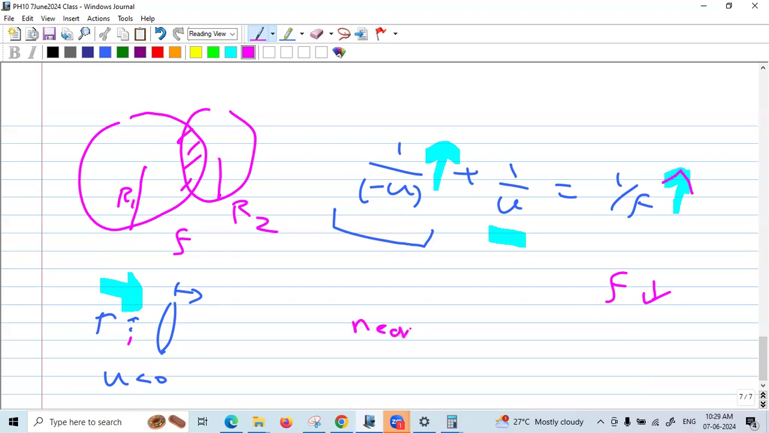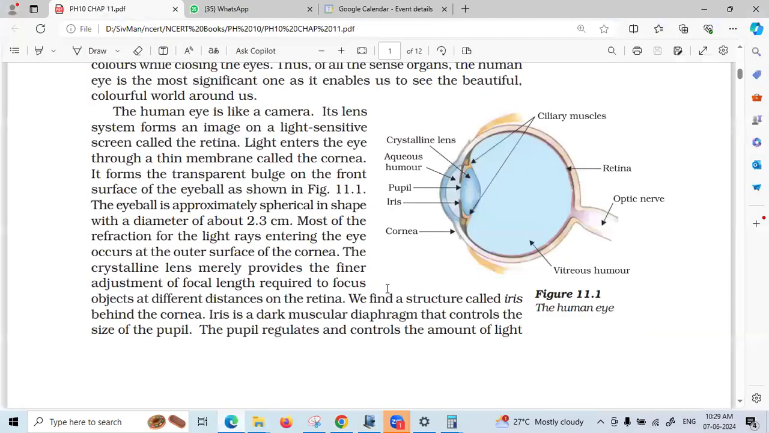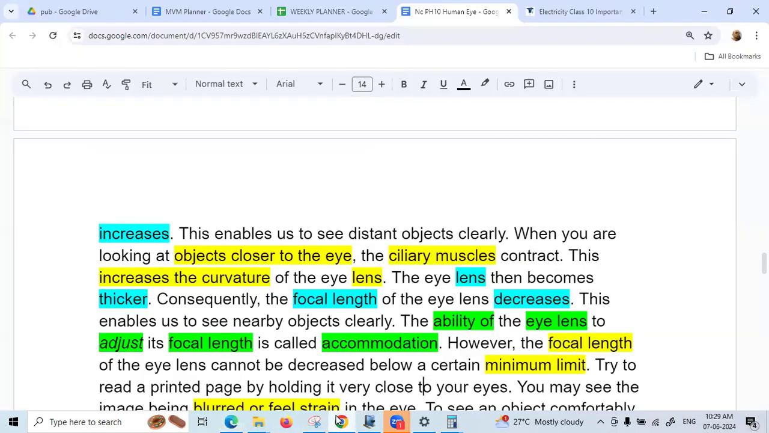So for nearby objects, the focal length has to decrease. That means the lens should look like this, a fat lens. For far away objects, the focal length has to increase, so the lens will become thin. This is done by the ciliary muscles. For objects closer to the eye, the curvature of the lens increases. Curvature is more means a smaller radius, so the focal length is less. Focal length decreases. For far away objects, it's a thin lens.